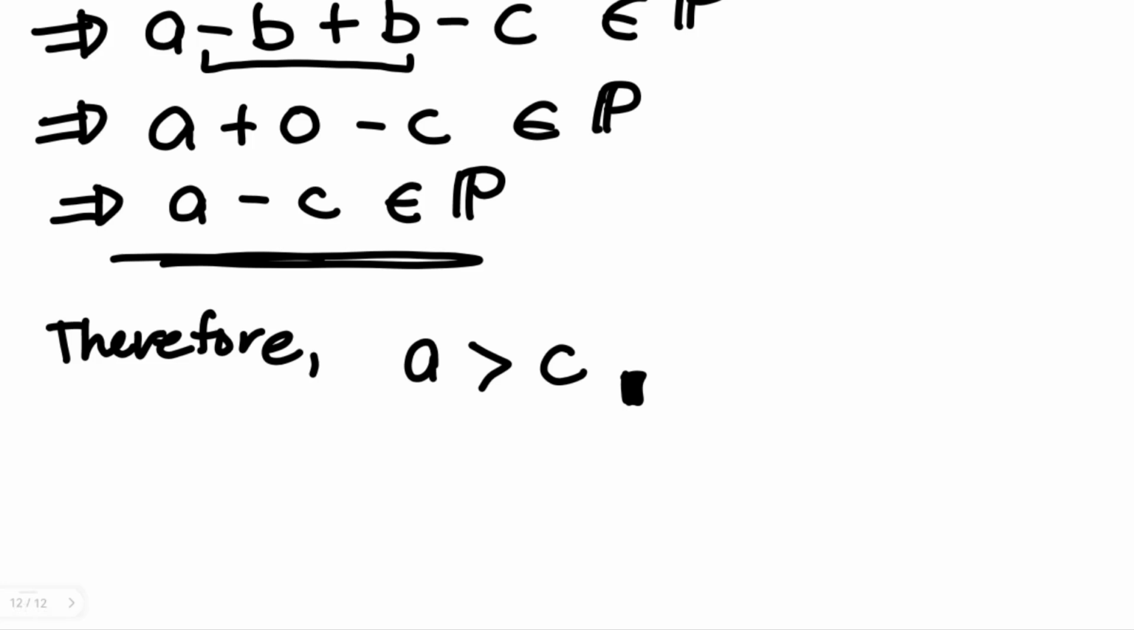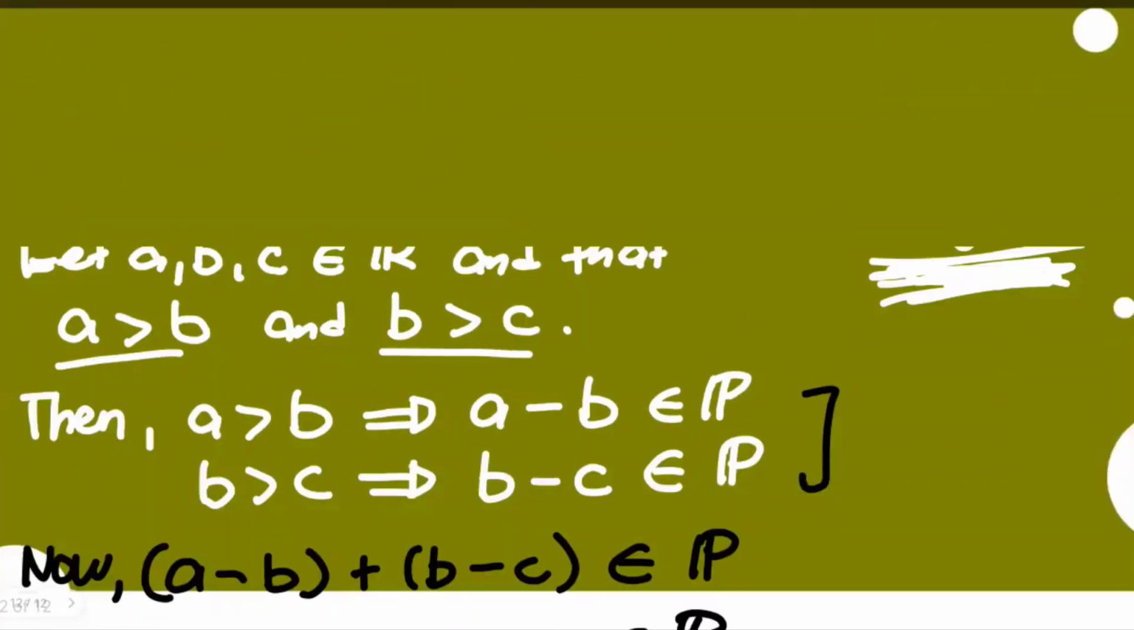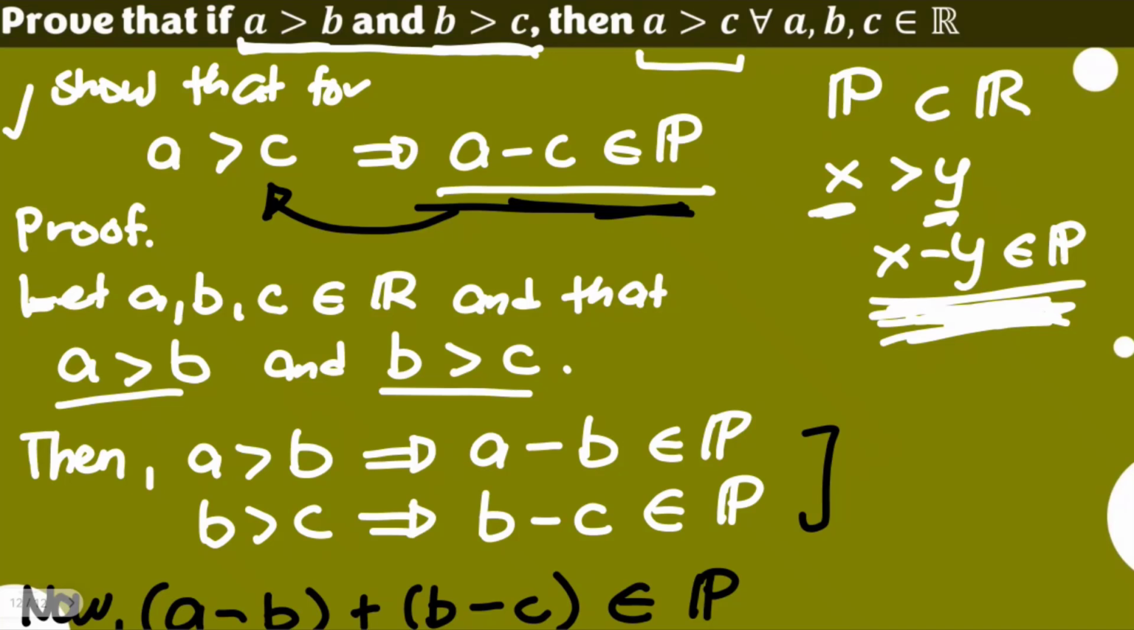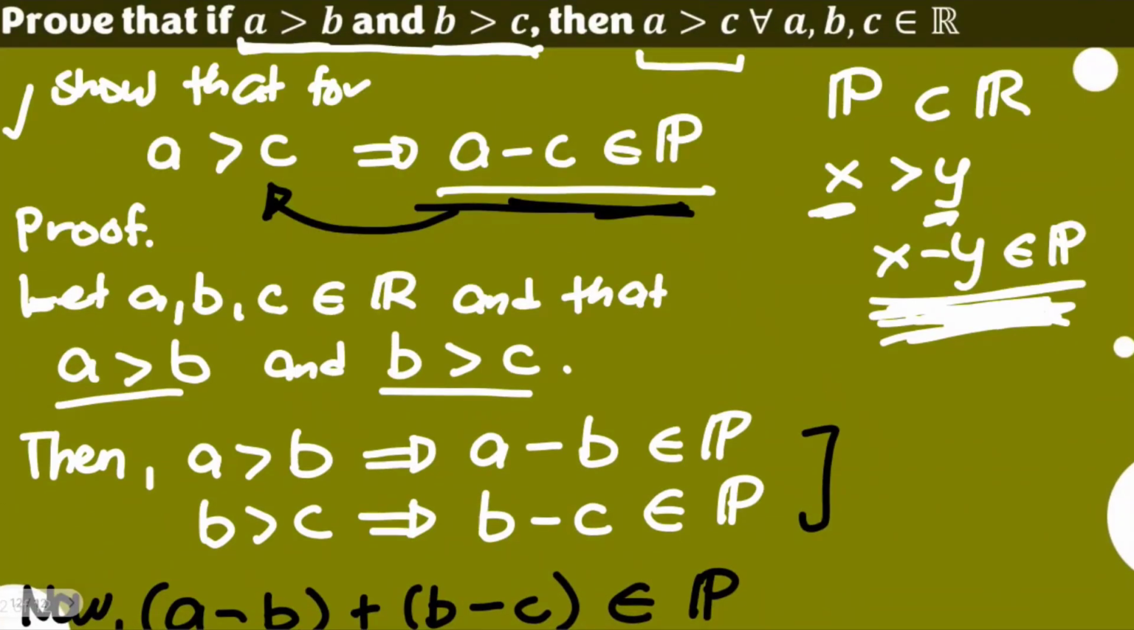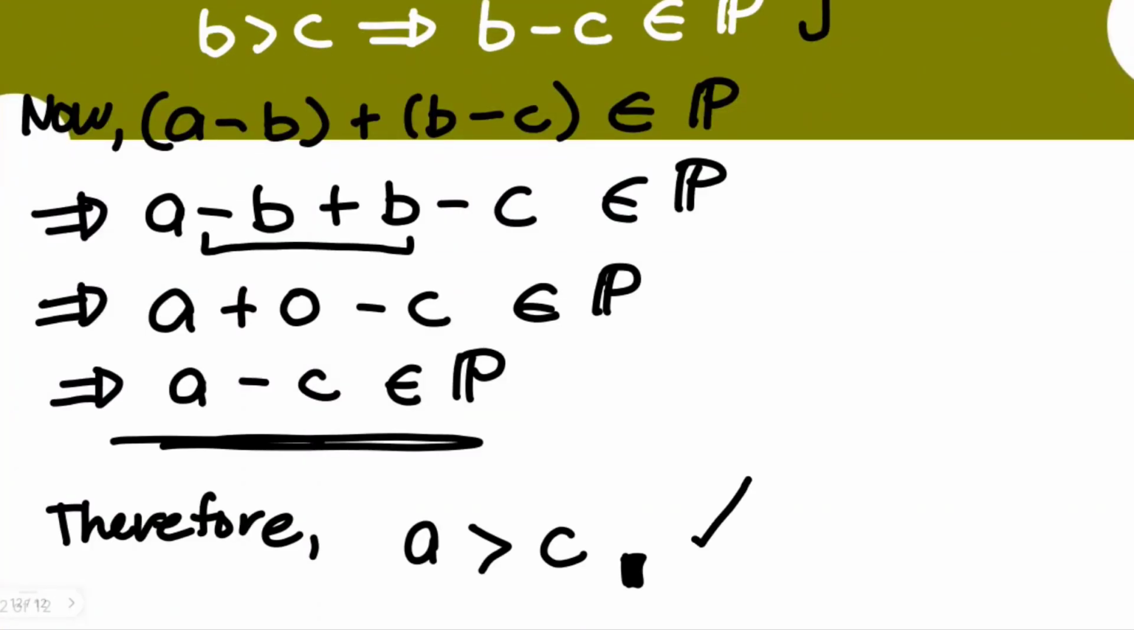So this transitive property of inequality uses the set of positive real numbers as part of its proof, and this shows that again, if A is greater than B and B is greater than C, we have shown that A is greater than C.